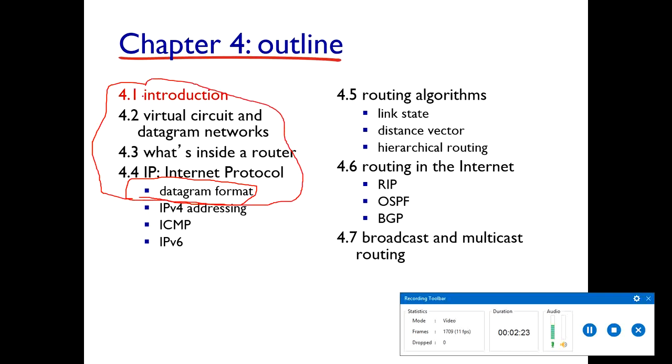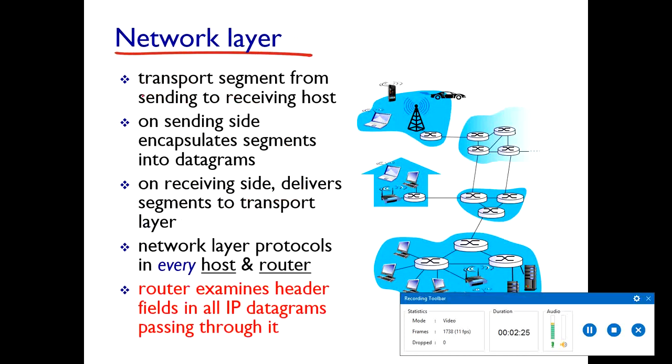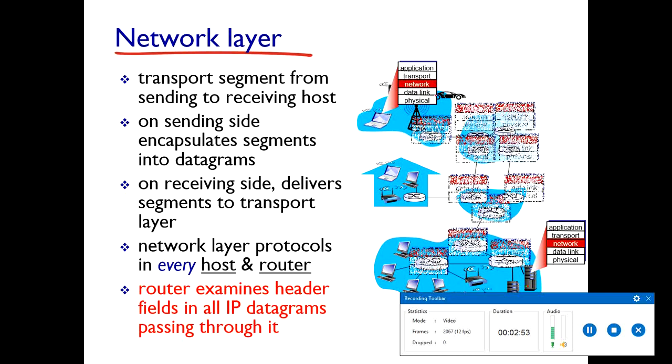Alright, so let's start with this. We know that the network layer is the middle layer of the TCP/IP model. It is responsible for transporting the segment from the sending host to the receiving host. So it works from host to host, whereas our transport layer works from process to process. The transport layer works between the processes, whereas the network layer works between the hosts.